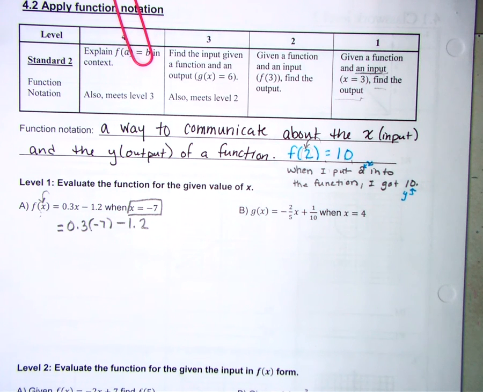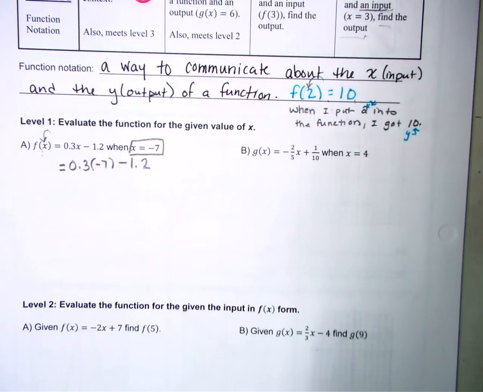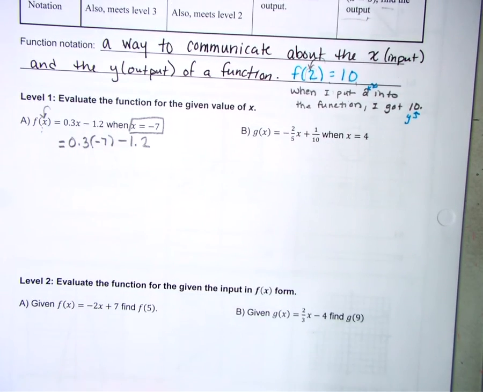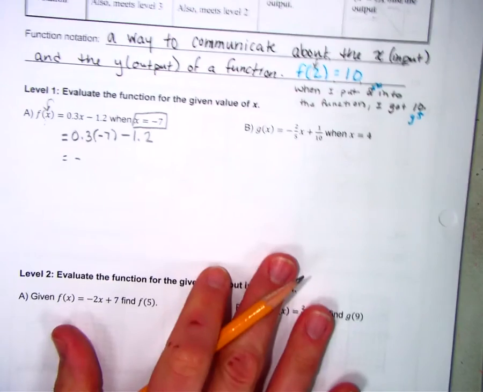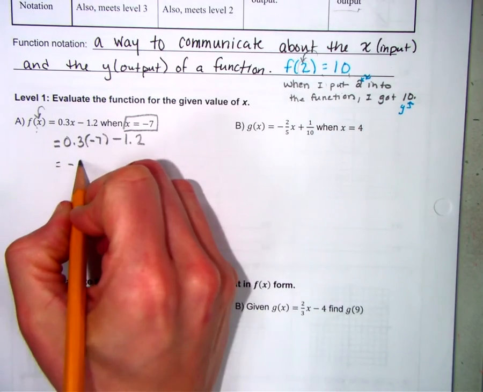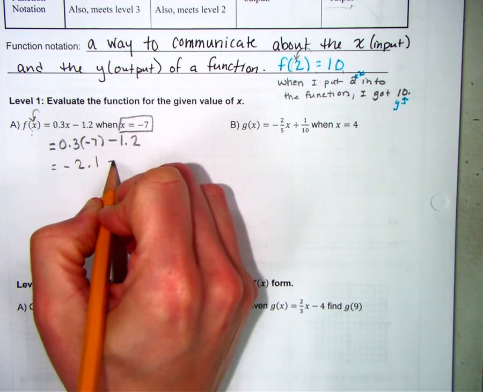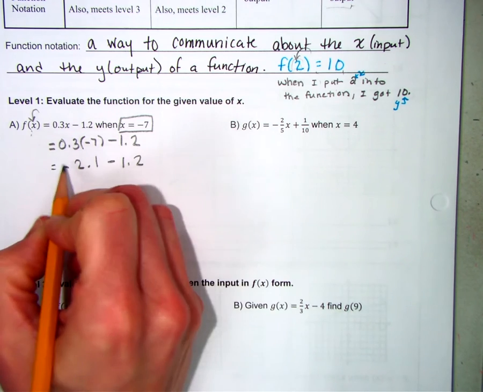Then you grab a calculator and let's simplify this out a little bit. Hopefully you know where the negative button is in your calculator. What is 0.3 times negative 7? What you got? Negative 2.1. Okay, so this is negative 2.1 minus 1.2.